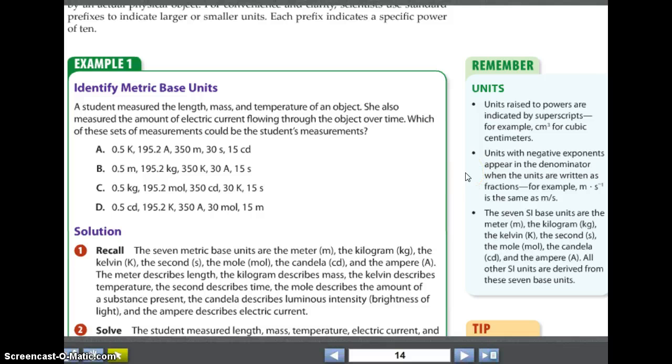Units with negative exponents appear in the denominator when the units are written as fractions. For example, meters times seconds to the -1 power is the same as meters per second. Okay, so hopefully you remember this from math class. If not, that's okay. If you have a unit to a negative exponent, that means it belongs on the bottom of a fraction. The 7 SI base units are the meter, kilogram, Kelvin, second, mole, candela, and ampere. All other SI units are derived from these 7 base units.